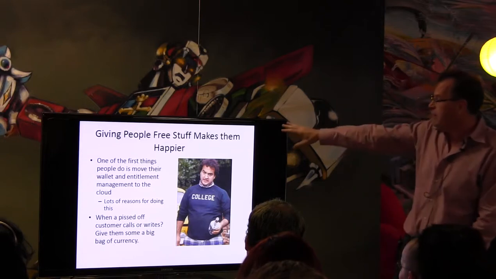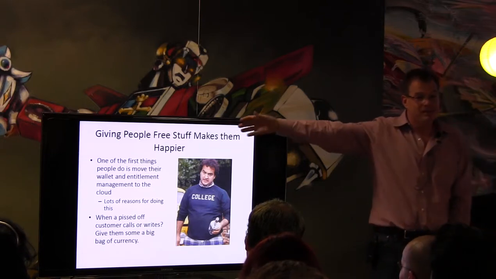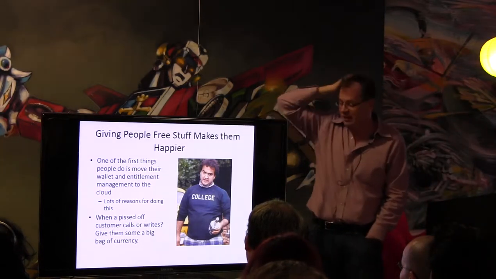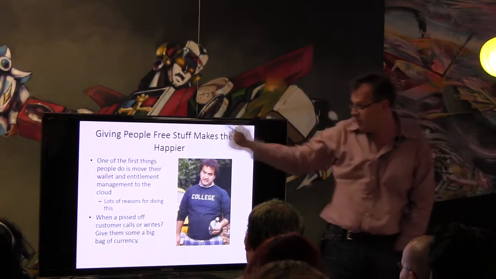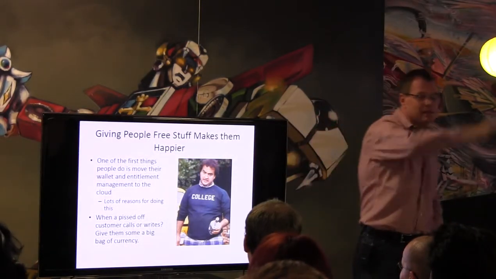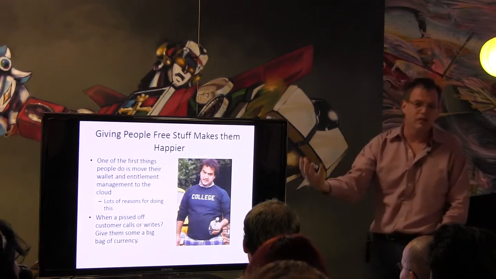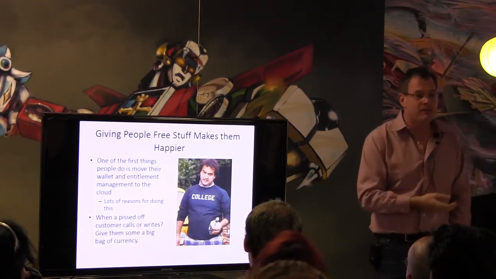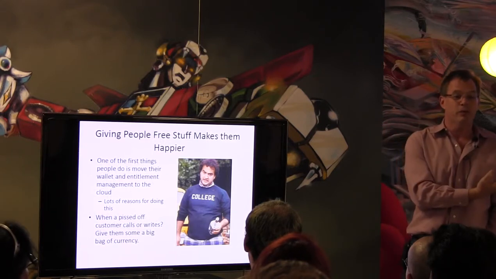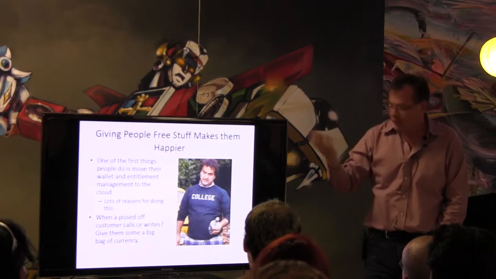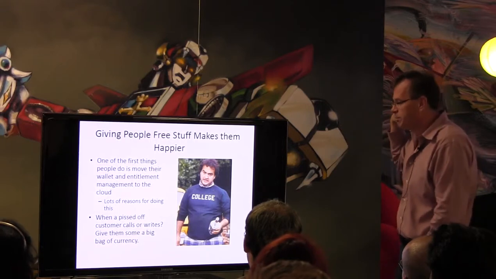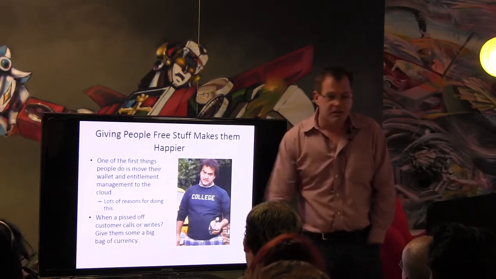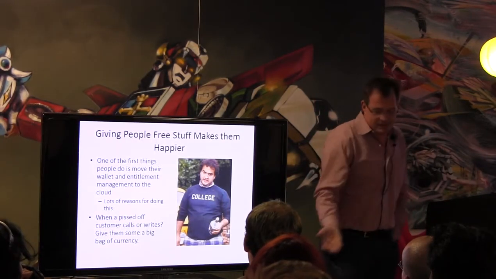So, giving people free stuff makes them happier, right? Everyone loves to get free stuff, everyone loves to get a deal. So one of the first things people do when they go to multiplayer and they're in the cloud is they put their wallet and their entitlement management out there. So the fact that you have 900 gold coins and you own the Flaming Sword of Doom is stored somewhere on EC2. The game calls in and finds out you have 900 gold coins and the Flaming Sword of Doom.